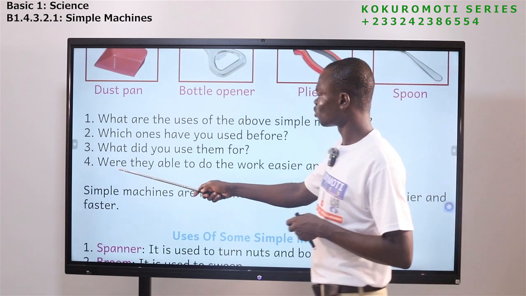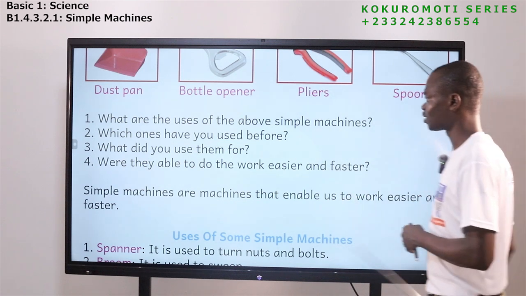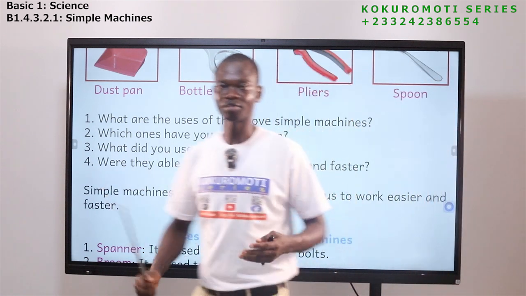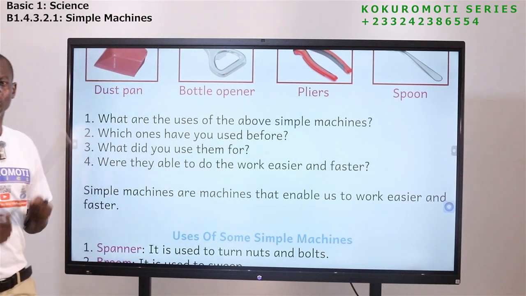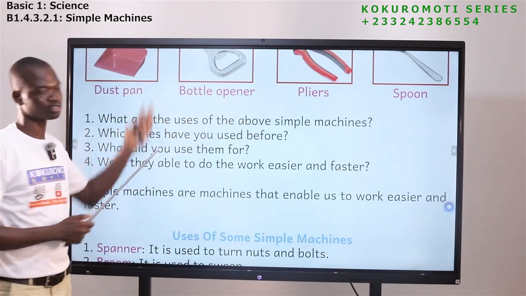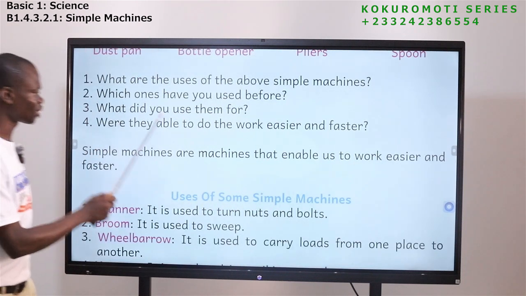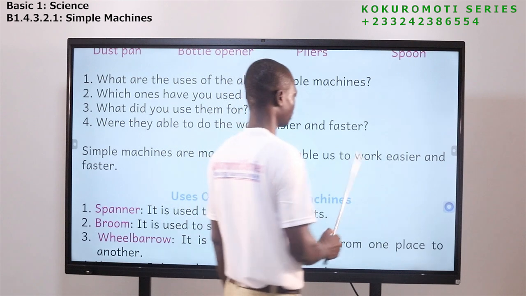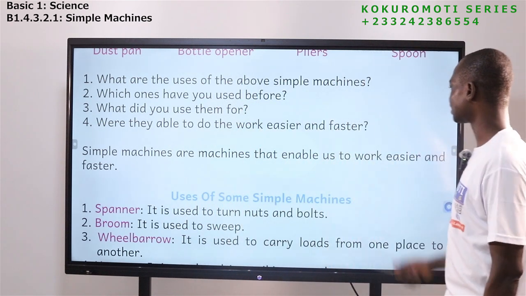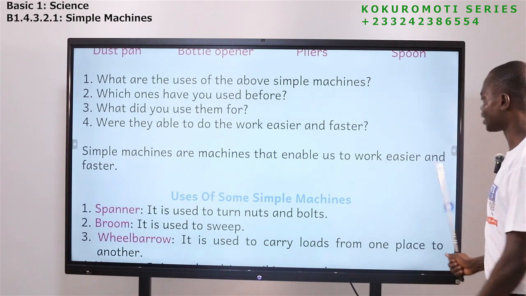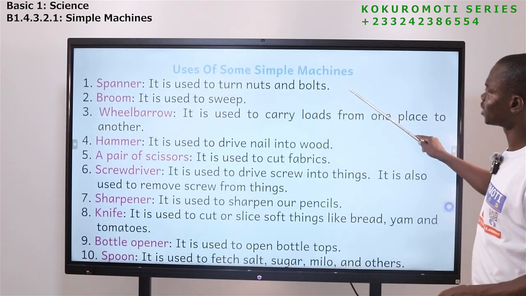Okay. So were they able to do the work easier and faster? Were they able to do the work easier and faster for you? Okay. So if they were able to do the work easier and faster for you, then it tells you that these are simple machines. So simple machines are machines that enable us to work easier and faster. So they are machines that enable us to work easier and what? Faster.